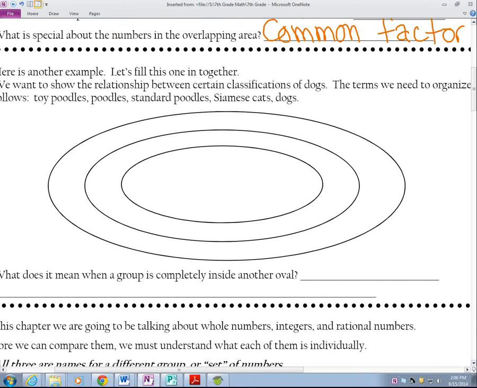So the thing in the middle is going to be inside all the other circles. It's going to have everything else, all those characteristics with it. So we're looking for the most specific classification. What is the most specific classification of toy poodles, poodles, standard poodles, Siamese cats, and dogs? What's the most specific classification of dogs? Owen. Classification of like size. Sure. Does it say anything about size? No.